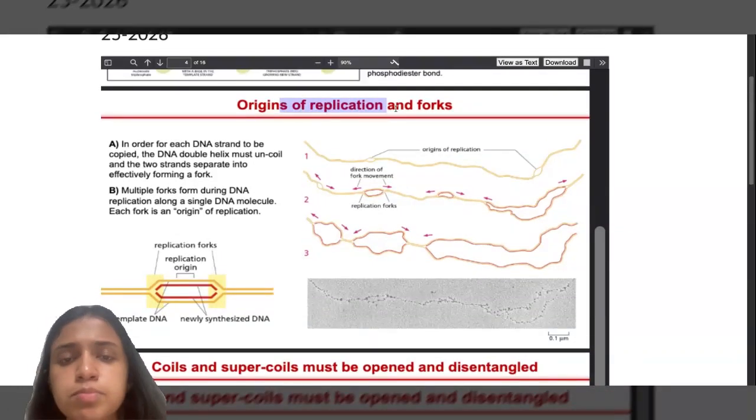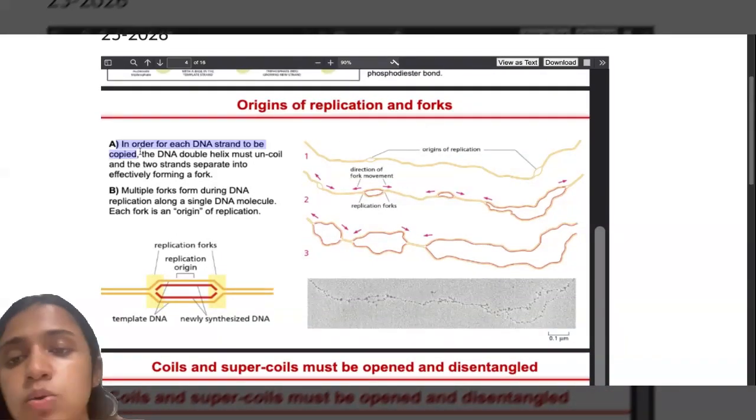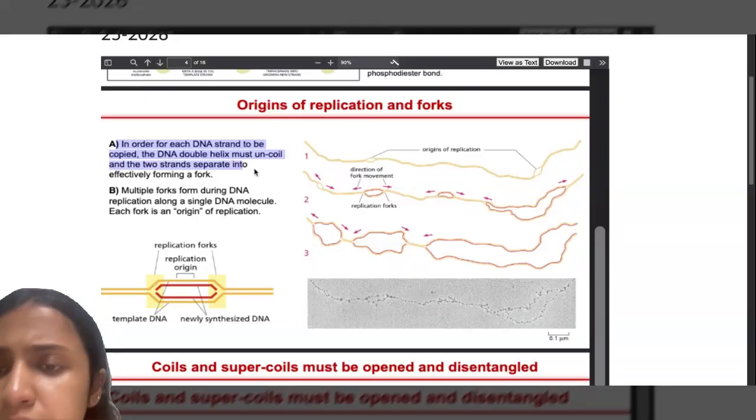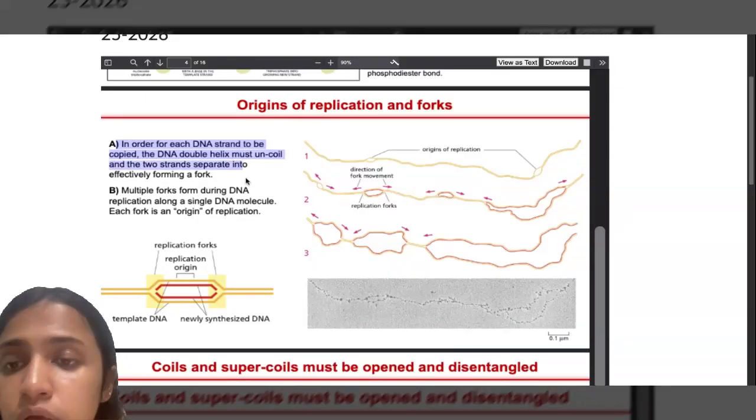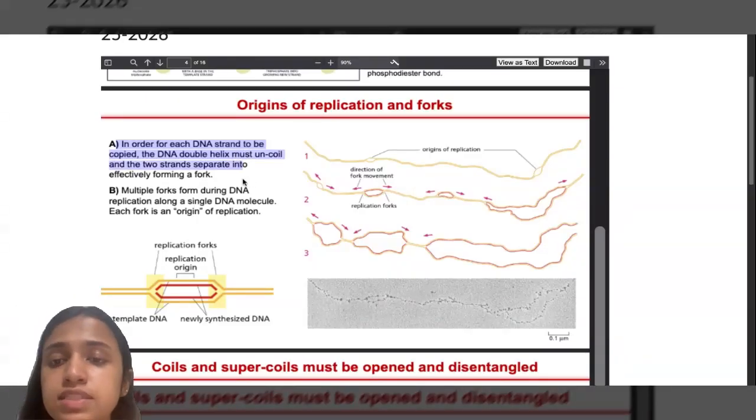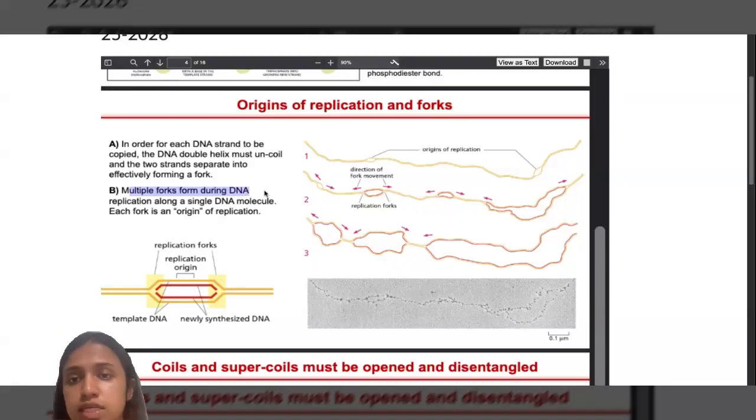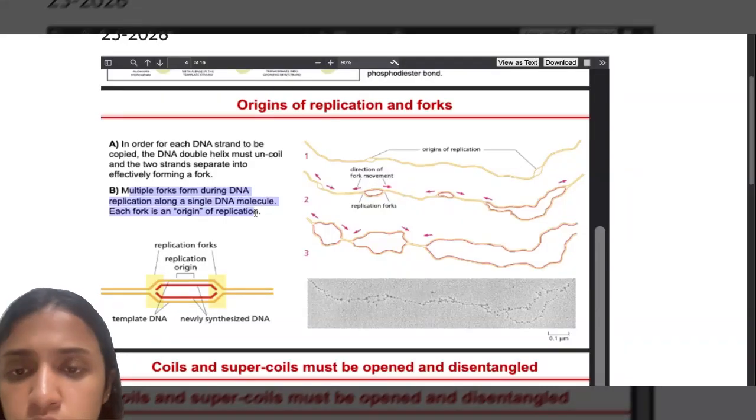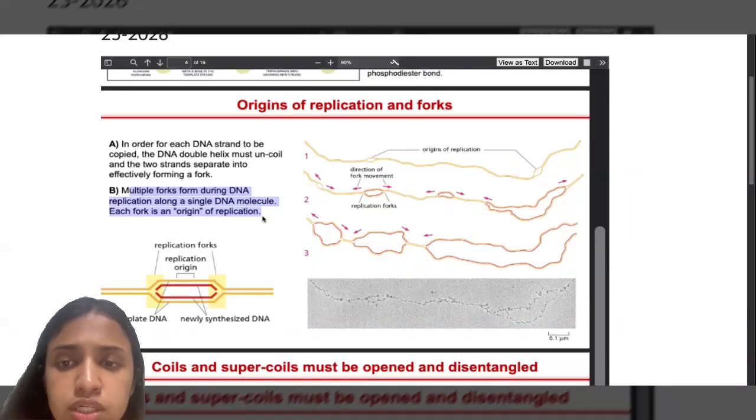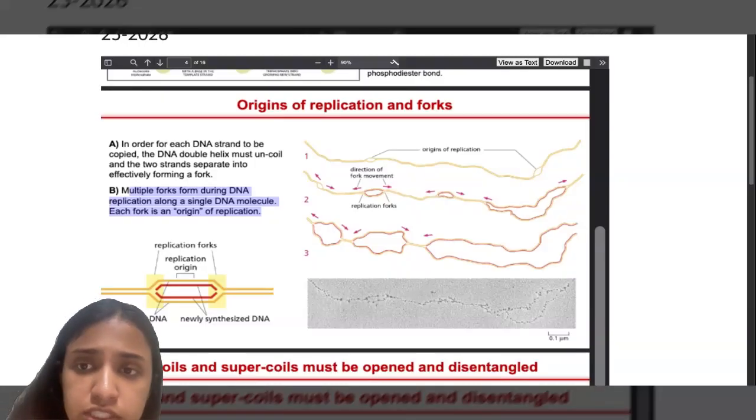Origins of replication and forks. In order for each DNA strand to be copied, the DNA double helix must uncoil and the two strands separate, effectively forming a fork. Multiple forks form during DNA replication along the DNA molecule. Each fork is an origin of replication.